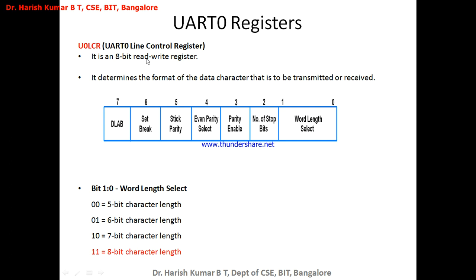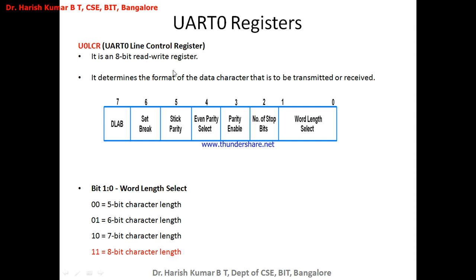So it is an 8-bit read write register. It determines the format of the data character that needs to be transmitted or received. I have to define in what format the data must be transferred or received, and that format I can define by using ULCR. I was telling about the pre-agreement, or the pre-contract, so this register U0LCR plays a major role in that agreement.